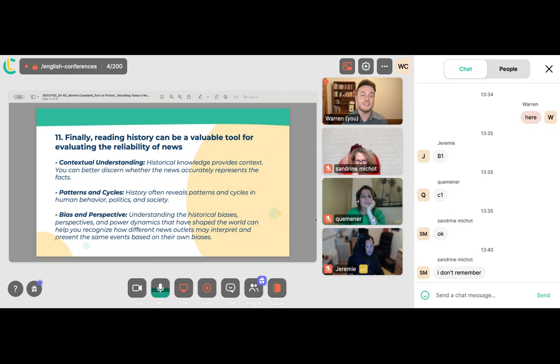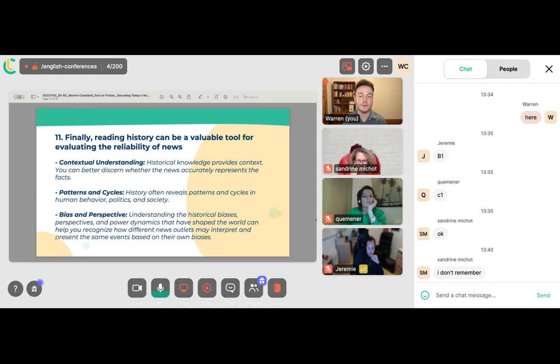Now, reading history can be a really valuable tool. I think this is probably the best advice I can share with you, okay? Reading history can be a valuable tool for evaluating the reliability of the news. Getting a contextual understanding of the situation. Historical knowledge provides context, something that's quite often missing in a lot of headlines today. Patterns and cycles. History often reveals patterns and cycles in human behavior, politics, and society.